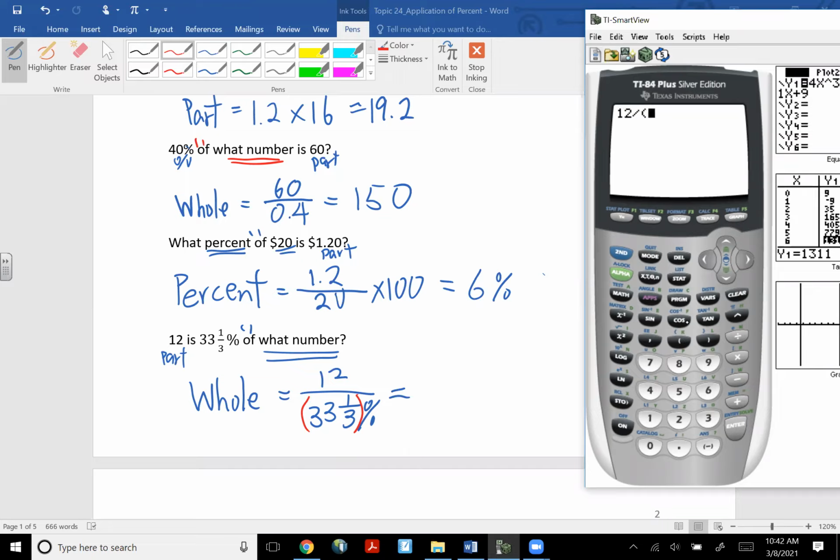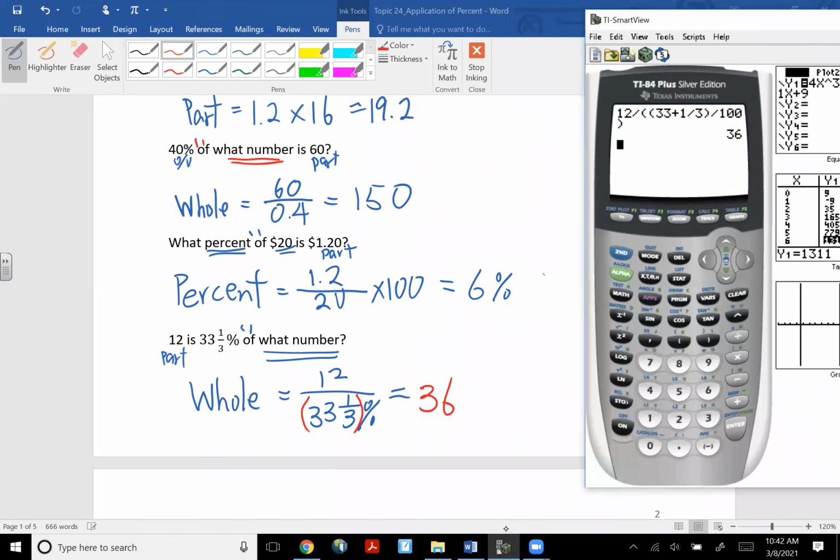Okay. I open one parenthesis up and I open one up for my mixed number, 33 plus 1 divided by 3. I'm going to close the parenthesis for the mixed number. Then I'm going to say divided by 100. And then close the parenthesis again. That's why I open up two parentheses right away. The outer parenthesis includes the divided by 100 because the divided by 100 got to be done right after the mixed number. Okay, got to be calculated first. So my answer, 36, is the whole.